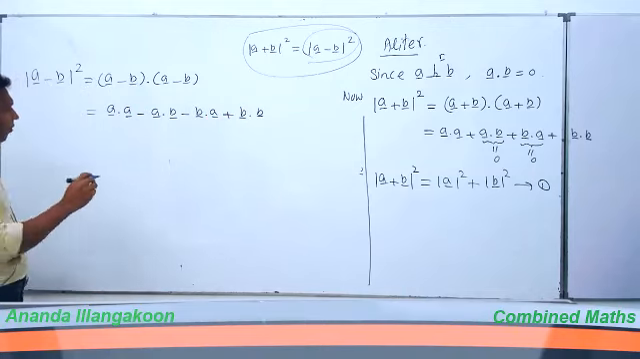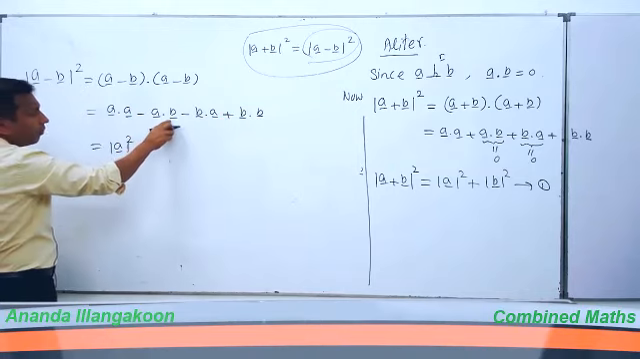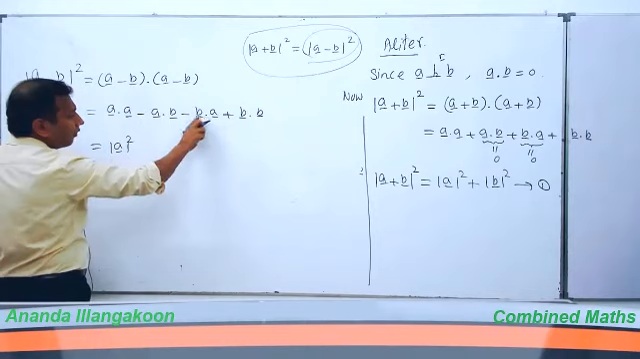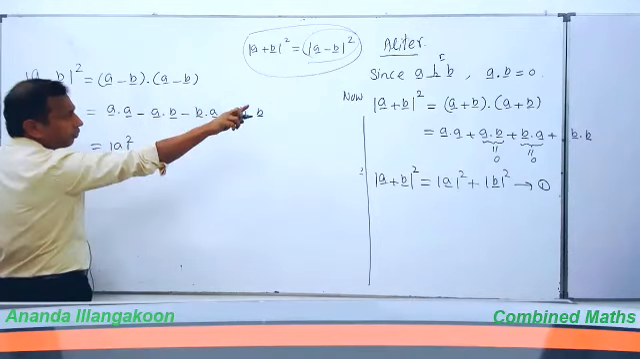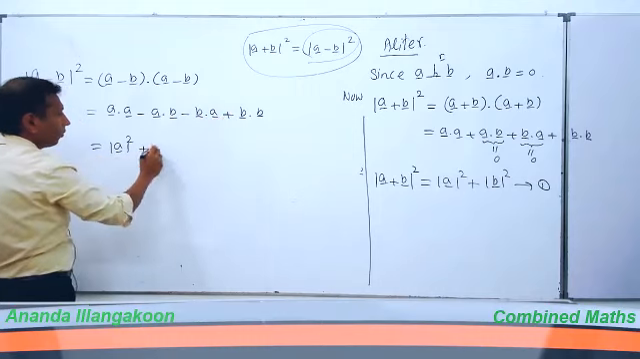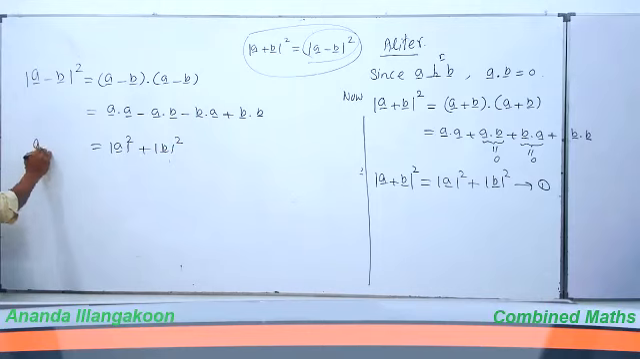A dot A means mod A squared. A dot B is 0 because A and B are perpendicular. B dot A can be written as A dot B. Since A dot B is 0, this is 0, this is 0. Then we get plus B dot B. It is mod B squared. This is number 2.